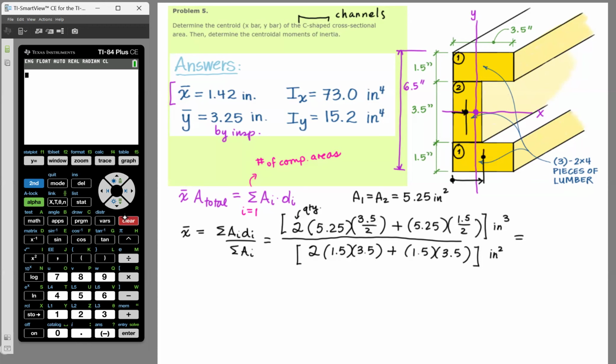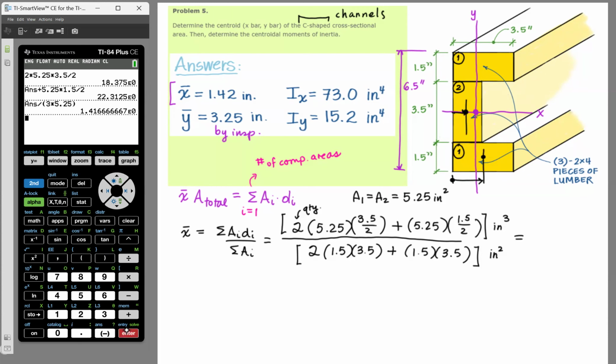Calculator. All right, I'm gonna do the numerator first. So 2 times 5.25 times 3.5 divided by 2 equals, plus 5.25 times 1.5 divided by 2 equals, divided by, open parentheses, and I'm just going to group them. So I'm going to say 3 times each area, which is 5.25. Just kind of simplify that. And that should give me the right answer.